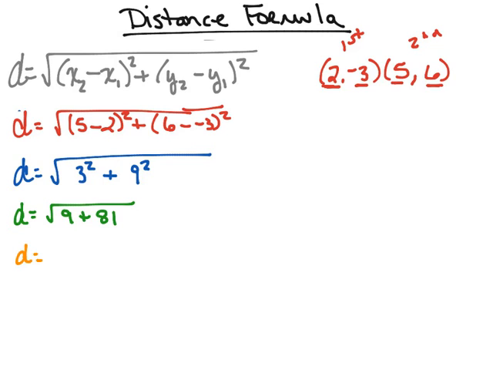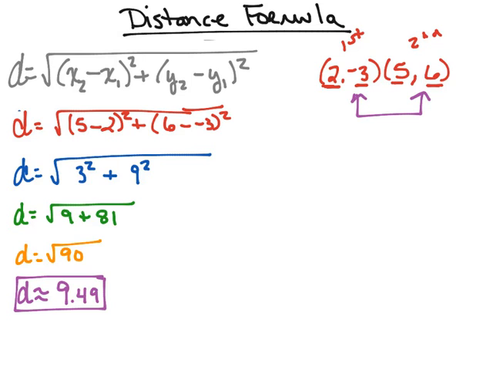Now let's add those two numbers together. 9 plus 81 is 90. And finally we're going to take the square root of 90. The square root of 90 is approximately 9.49. So again, all we're finding here is the distance between these 2 points. In other words, the distance between the points 2, negative 3 and 5, 6 would be 9.49.